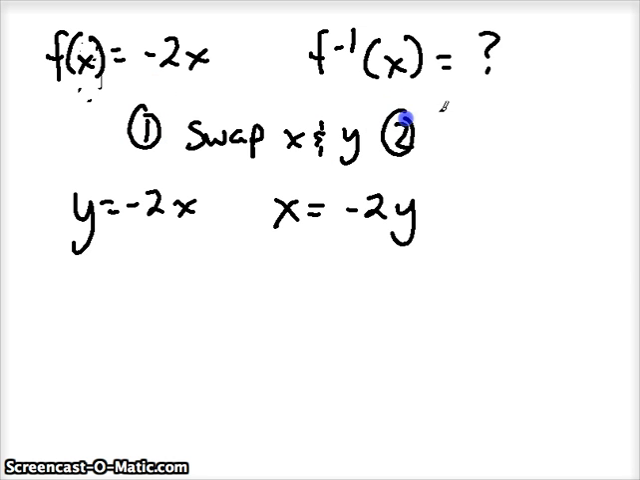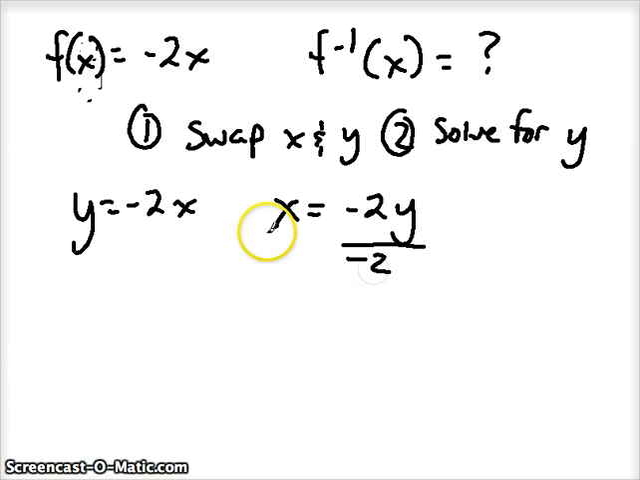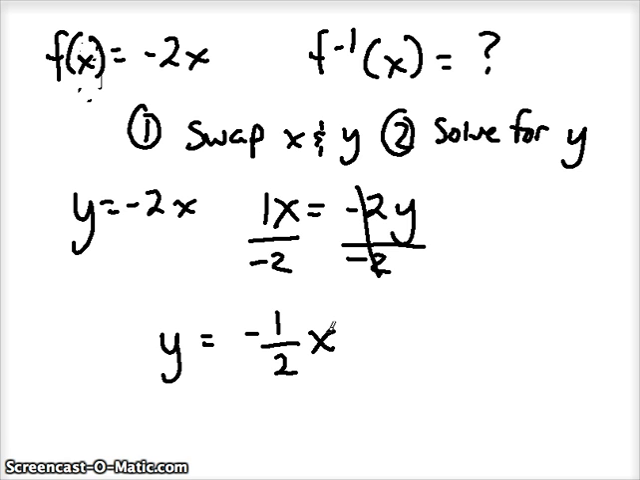My second step is to solve for y. That's what we always want functions to be in relation to. So solve for y. If I wanted to solve for y, I would divide by negative 2 on both sides. Remember there's a little implied 1 there. Cross those off so we get y by itself. And on the other side we have essentially negative 1/2 x.